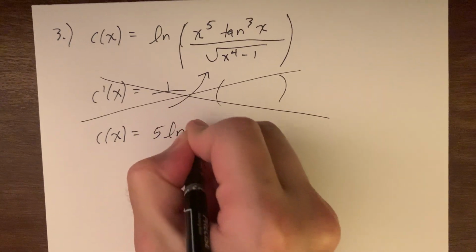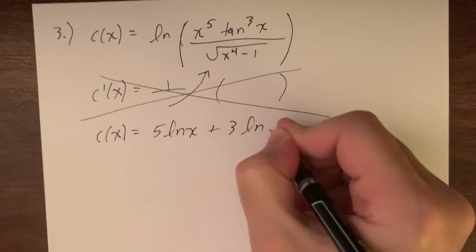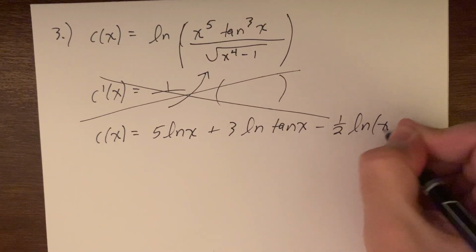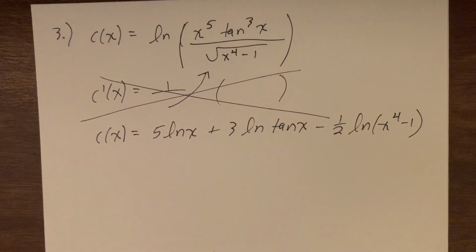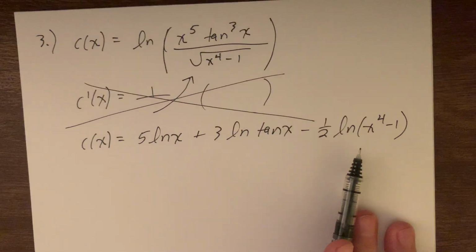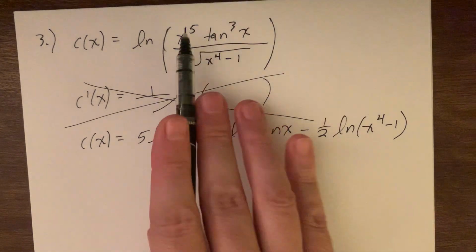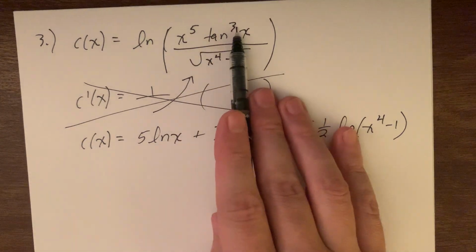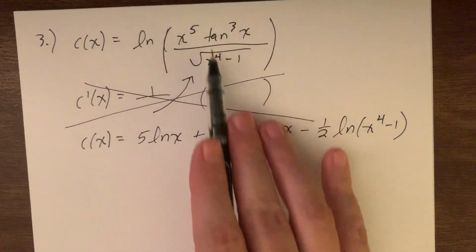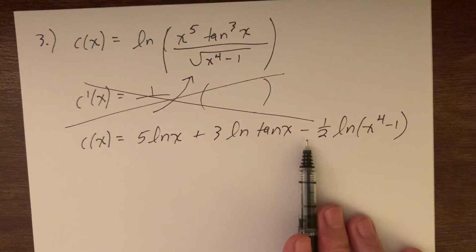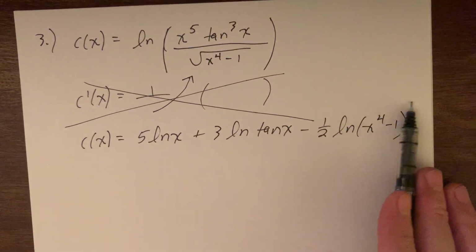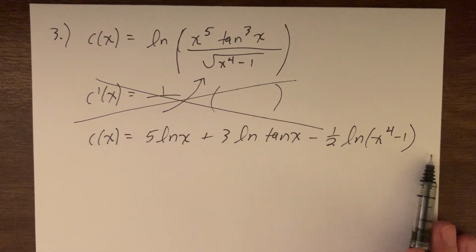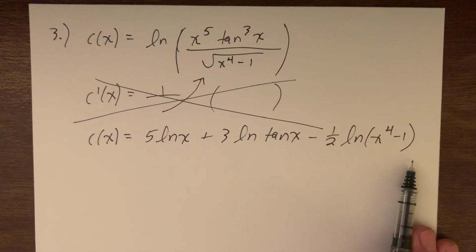And I would have 5 log x plus 3 log tan x minus 1/2 log of x to the 4th minus 1. I'm not going to write it all out, but to point out: multiplication is separated by a plus, now the 5 can come out in front, and now the 3 can come out in front. Division, that goes from the bottom, gets a minus out in front, and the square root was the same as the 1/2 power. So that was definitely fast, but that will now make my derivative very simple.